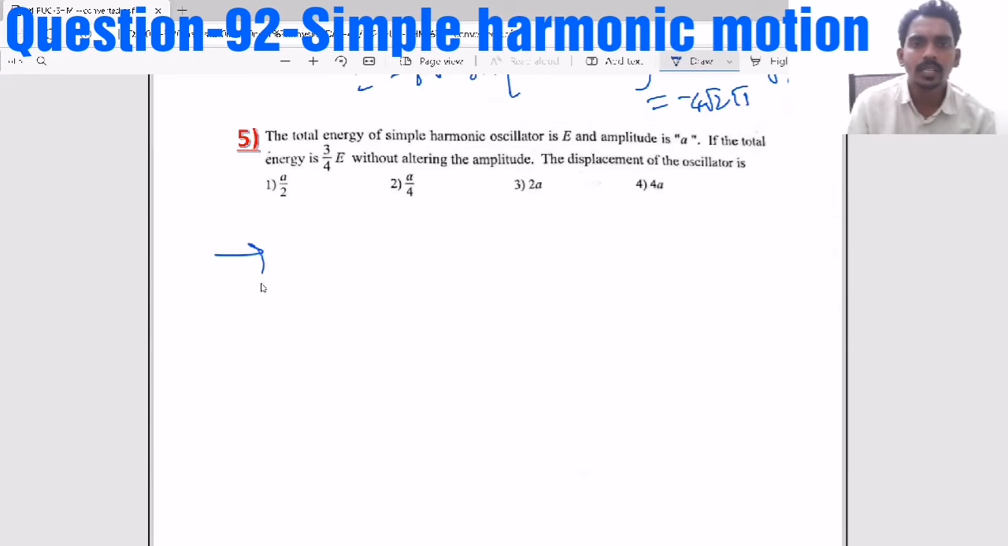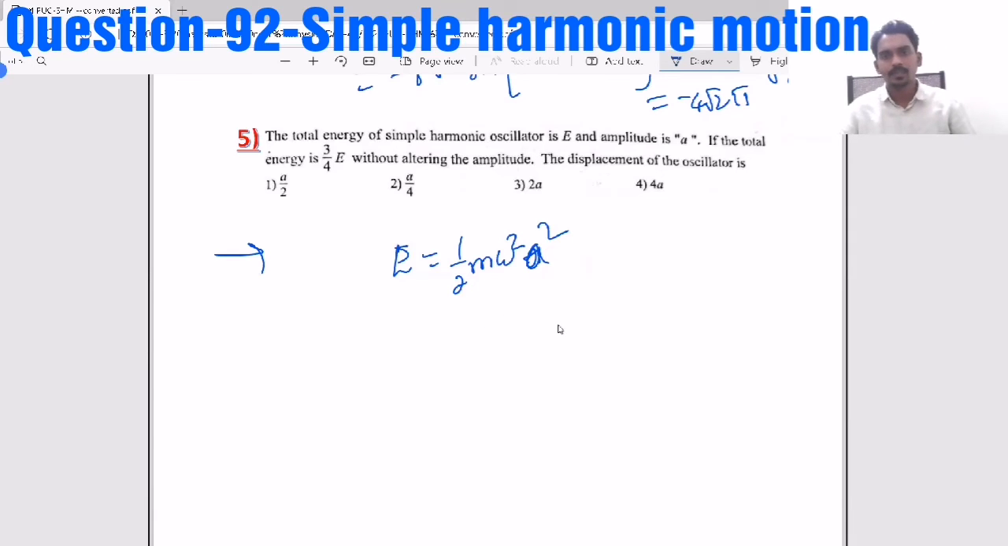Now the next question: the total energy of a simple harmonic oscillator is E. That means half m omega square a square. We have taken the formula. But amplitude small a, okay, let it be. If the total energy is 3 by 4 E without altering the amplitude, what is the displacement of the oscillator? See, the total energy should not change. Then the question will be wrong, because we cannot take it like that. It should be either kinetic energy or potential energy.